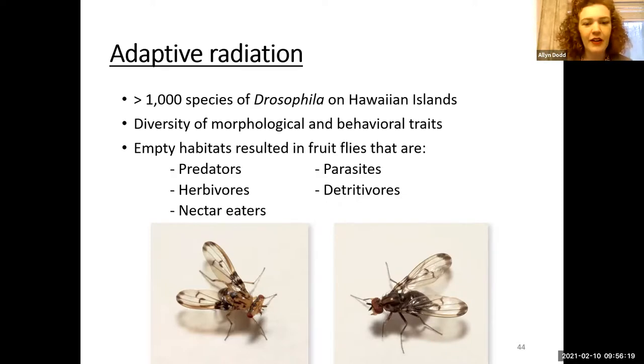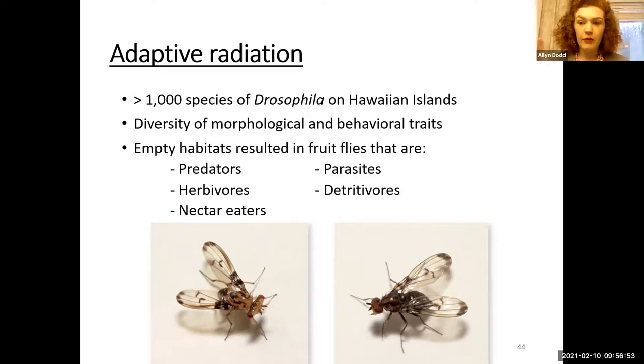So, other examples of adaptive radiation. You have lots of species of Drosophila. This is why we study Drosophila in evolutionary studies: they have short generation times and we can very easily observe speciation and evolution occurring in a lab or in the field. You could talk to Dr. Oliveira about it. She is a Drosophila researcher. That's her field of expertise. She's an evolutionary biologist. She knows the fruit flies so well.